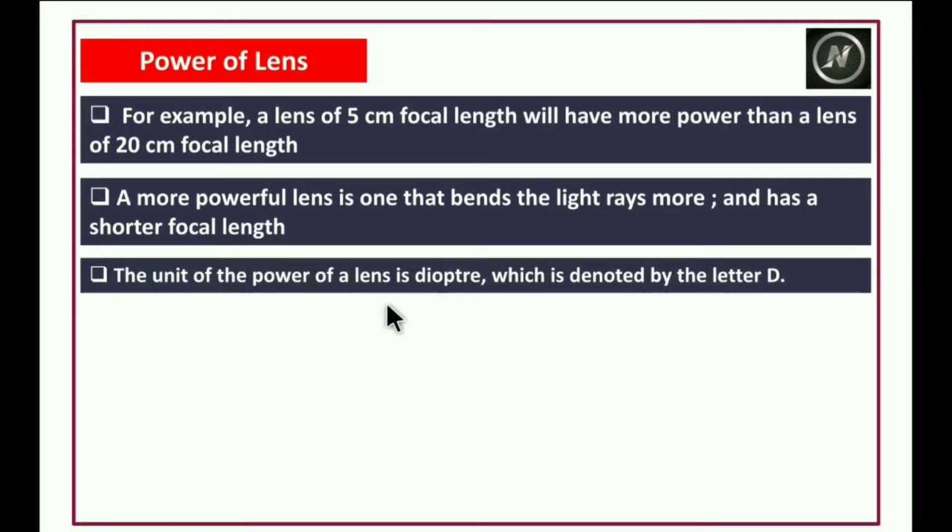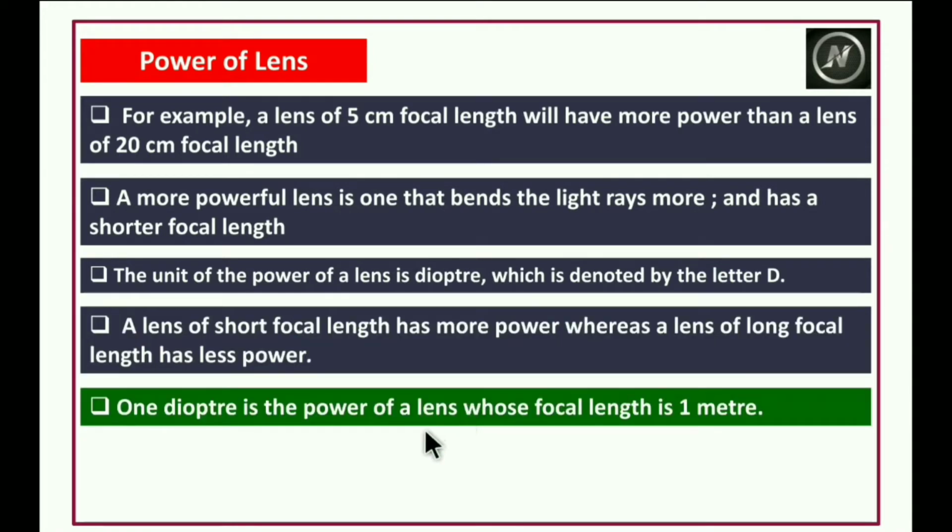The unit of power of a lens is the diopter, which is denoted by the capital letter D. 1 diopter is the power of a lens whose focal length is 1 meter.